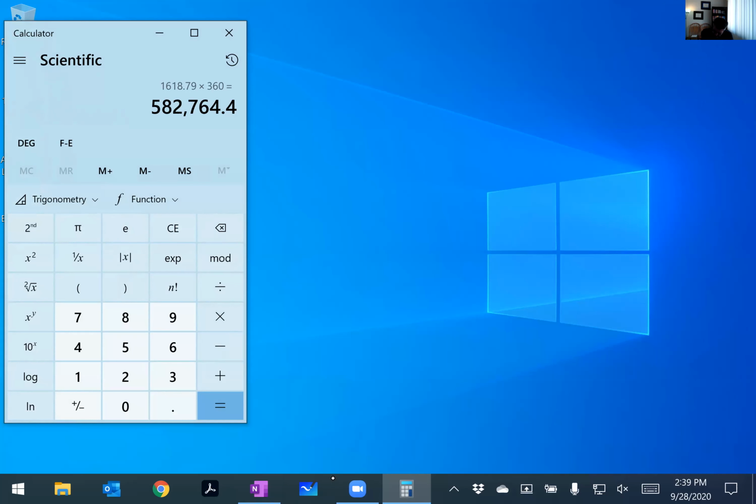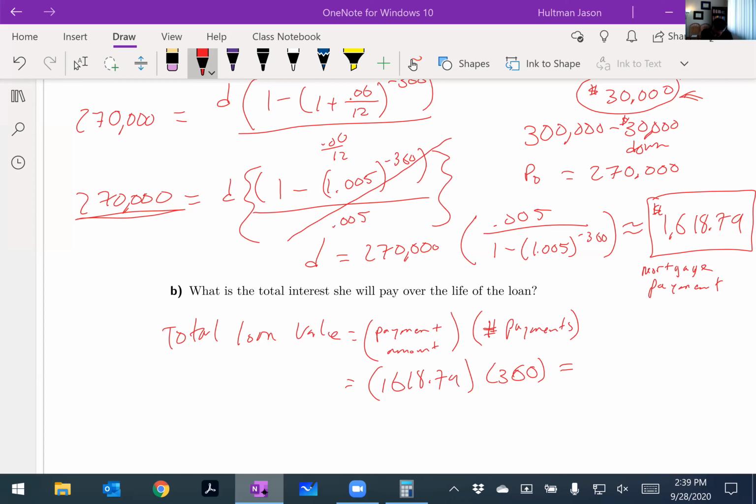Okay, so 582,764.40. That's the total amount that she would have to pay over 30 years.